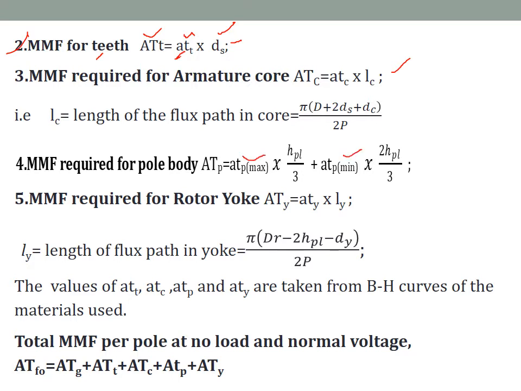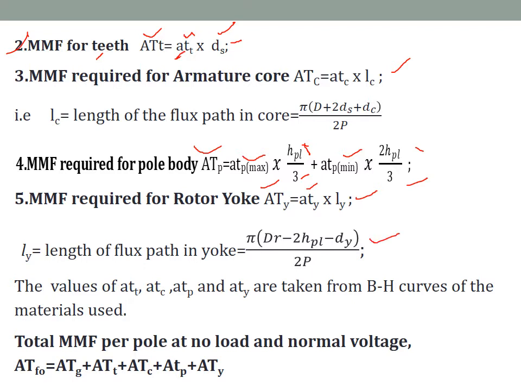So the ATP max you have to multiply with 1/3 of the height of the pole, that is HPL by 3, and ATP minimum we have to multiply with 2 HPL by 3. So corresponding to this ATP max and ATP minimum we have to get it from the BH curve. So finally we can find out ATP. Okay, MMF required for pole body. And MMF required for rotor yoke, ATY is equal to ATY into LY. LY is the length of the flux path. So we can calculate using this equation.